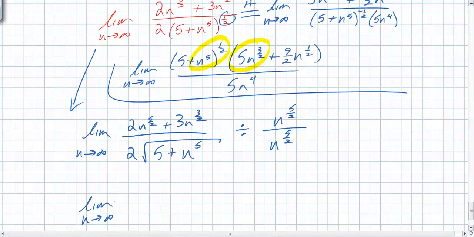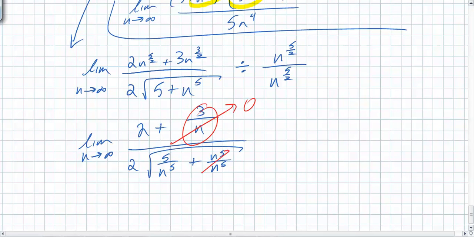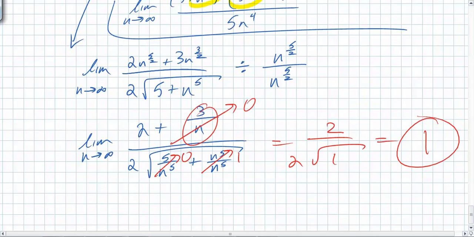The reason you do that is you're dividing by 1, which doesn't change anything about the final answer. You end up with 2 plus 3 over n, over 2 square root of 5 over n to the 5th plus n to the 5th over n to the 5th. It goes inside the root, so you have to square it when you translate it inside. Why is that kind of nice? What does the top become? 0. This goes to 1. So we end up with 2 over 2 times the square root of 1, which is 1. So there you go.